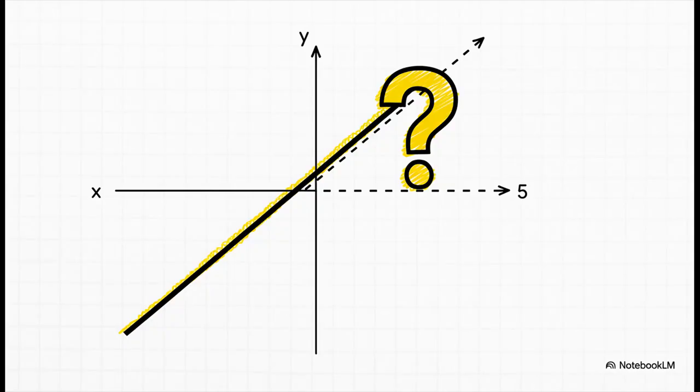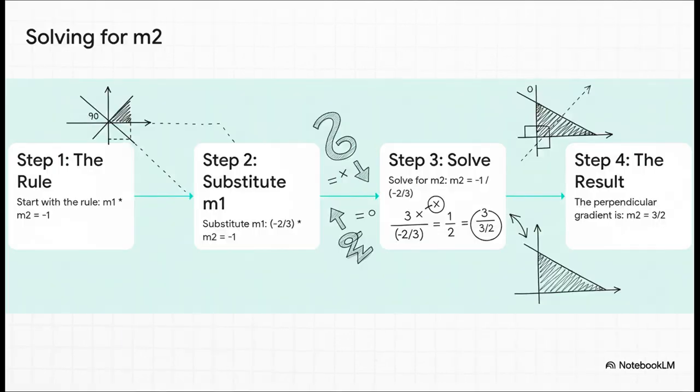Okay, let's use this new tool. Remember that very first line we worked with? We found its gradient, our m1, was -2/3. So our mission now is to find the gradient of any line that's perpendicular to it, and we're going to use our new rule to do it. We're literally just going to follow the rule. We start with our formula, m1 times m2 equals -1. We swap in the gradient we know, -2/3, for m1. To solve for m2, we just divide -1 by -2/3, which is the same as flipping and multiplying. And the result? The perpendicular gradient is +3/2.